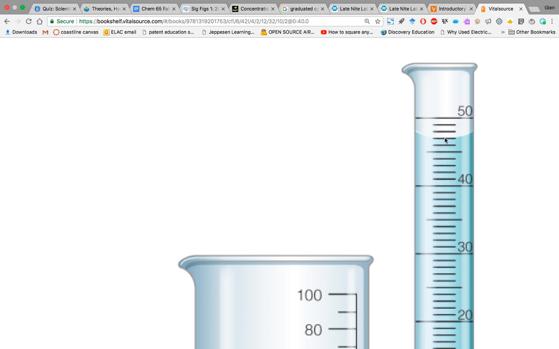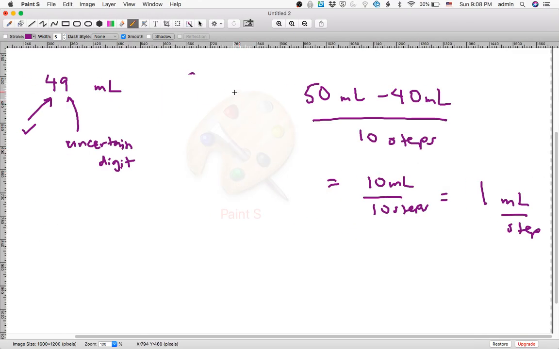Was the 7 a guess? No. I sat here and I counted it. 1, 2, 3, 4, 5, 6, 7. So that is not a guess. So what's the guess? Looks like the top, it looks like this water level is sitting squarely on the 7 mark. That means the next digit is 0.0. This is 47.0. So this here, this is 47.0 milliliters.